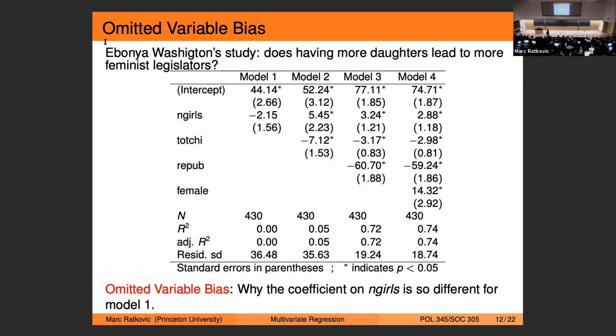Recall in this data, the outcome was an index on the scale of 0 to 100 on a candidate's score, how a candidate was scored by the National Organization of Women. Abanya Washington interpreted that as pro-feminist views. We can have that argument in a different course at a different time. I'm not even sure it's right or wrong, but please do push against that. It might be right to you, it might be wrong. What we want to know is, how does the number of daughters that a legislator has impact their score by the National Organization of Women? And that was Abanya Washington's question.